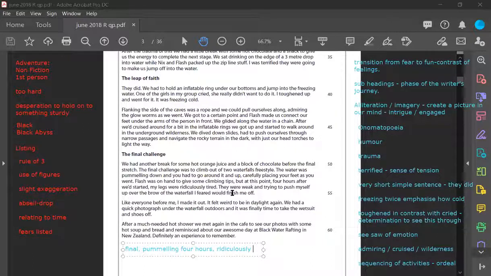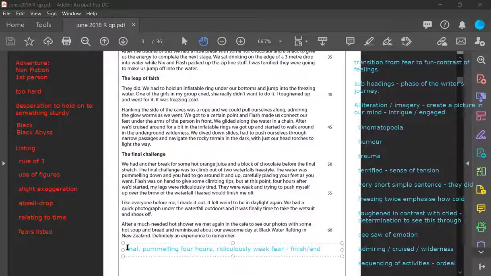They were weak and trying to push myself up over the brow of the waterfall I feared would finish me off. So, again, a description, weak, and then fear. What was the fear? That this will be the end of the writer right here. And all of these words over here help us to understand or suggest that this is towards the end, either for the good or the bad, but now everything comes to an end.